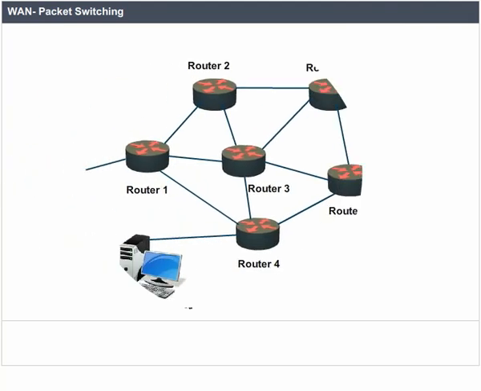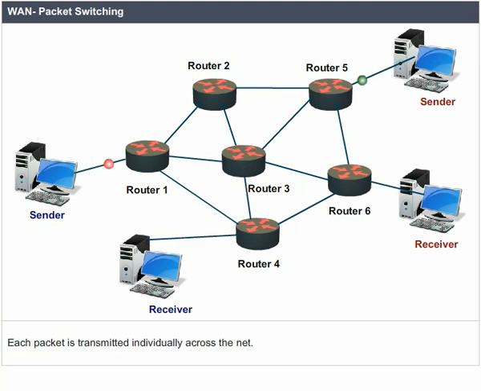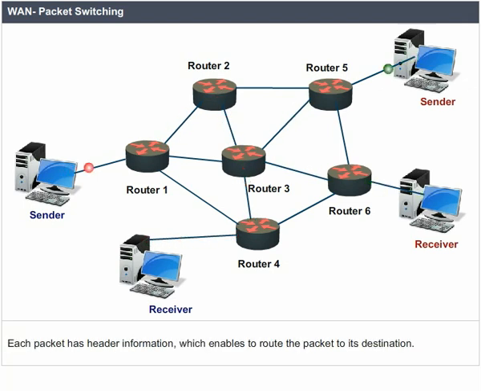WAN packet switching. Packet switching refers to protocols in which messages are broken up into small packets before they are sent. Each packet is transmitted individually across the net. The packets may even follow different routes to the destination depending on the type of packet switching. Each packet has header information, which enables it to be routed to its destination. At the destination, the packets are reassembled to form the original message.